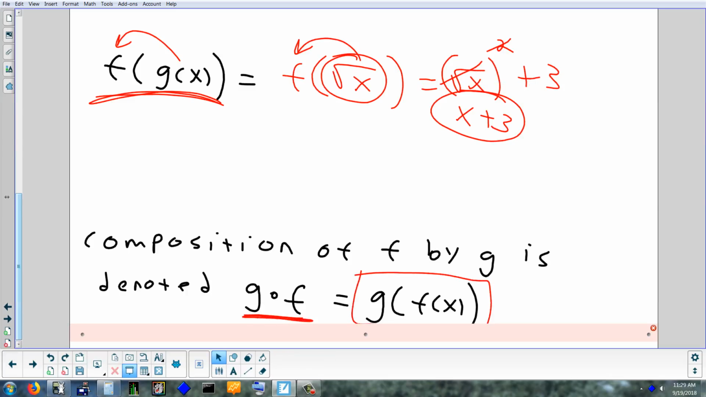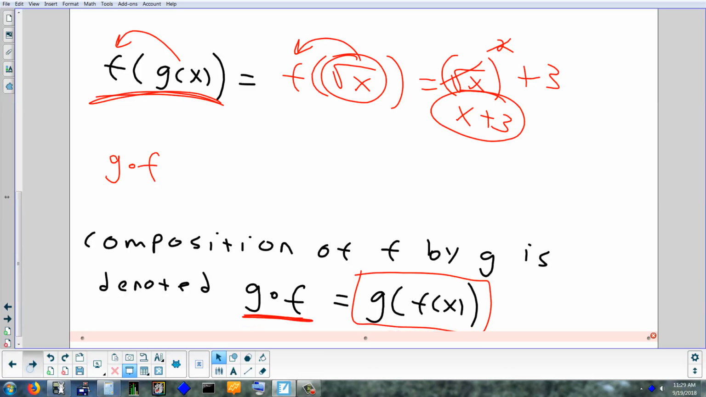You can see this too sometimes. If you see a G, a small circle, and an F, it just means G of F. So whenever I see that little circle, I always change it to what's in the box. Makes more sense to me.